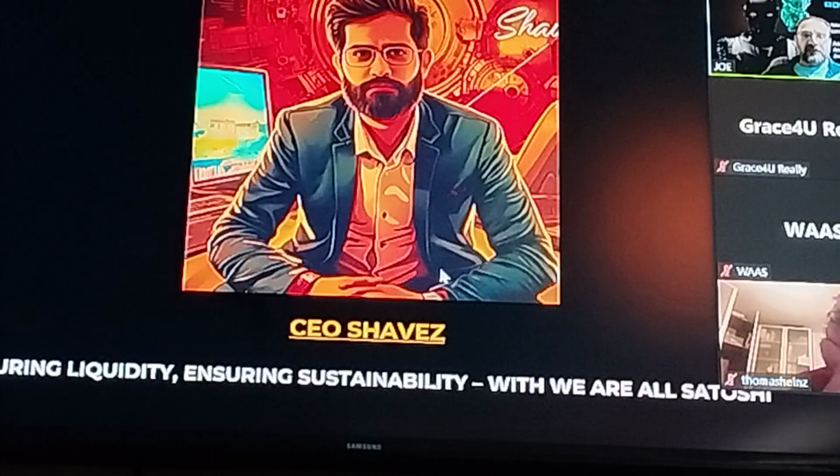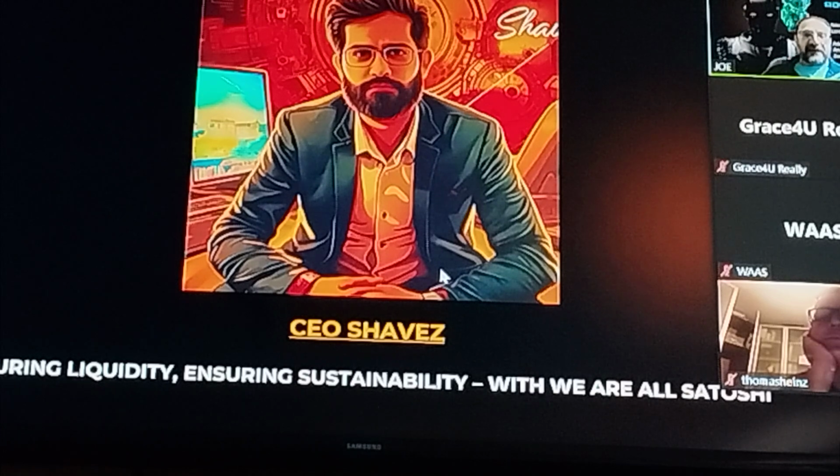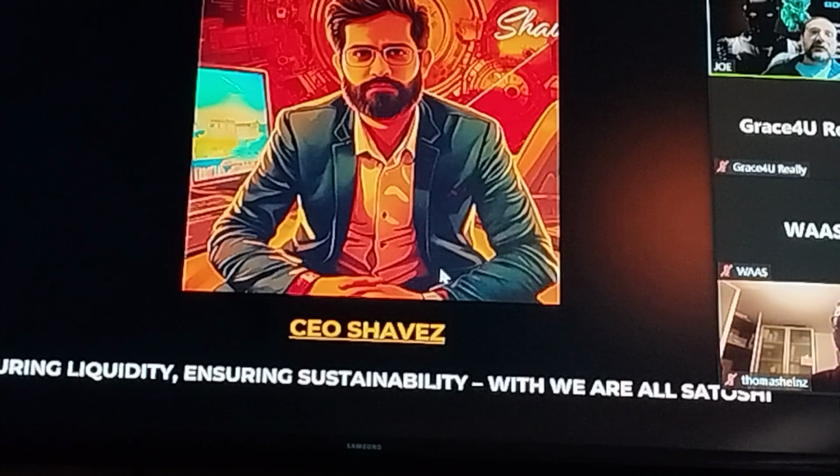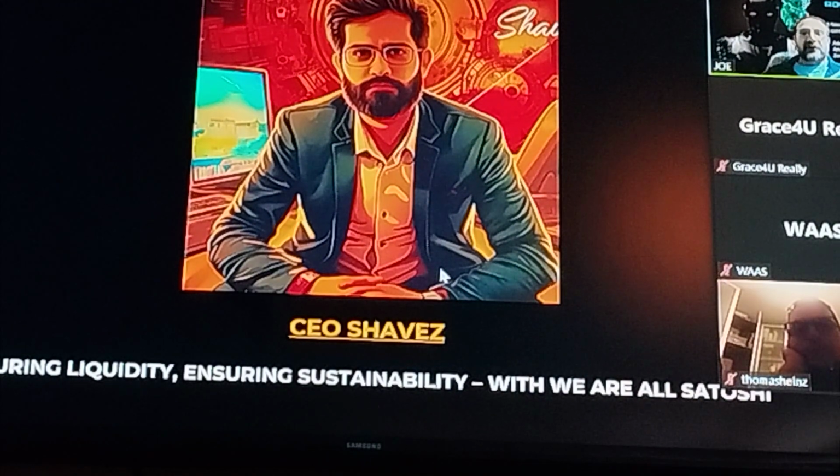And his vision for this community, for We're All Satoshi and Boomerang and every single member of this ecosystem, is to secure liquidity, ensure long-term sustainability for every single one of us, so that you can have a safe place to invite your friends, a safe place for you to sleep well at night, knowing that you have joined the right community at the right time.